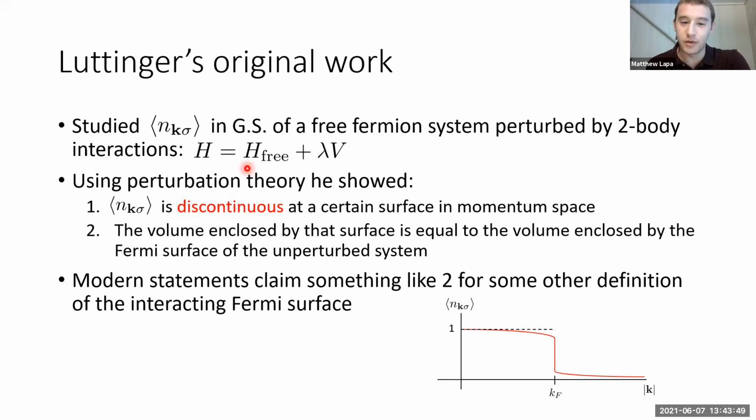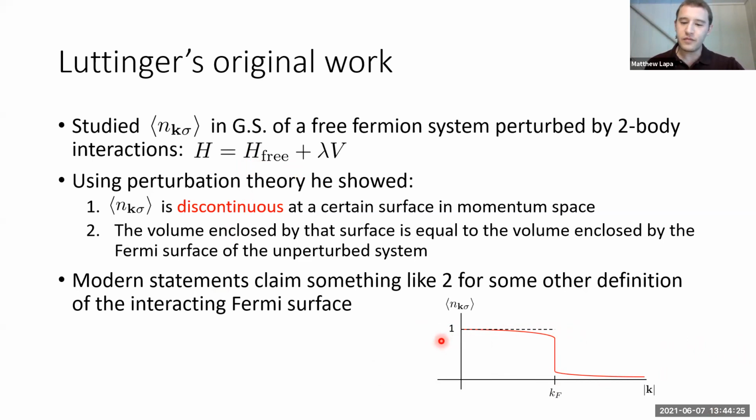And so the picture that you get from this looks like what I've drawn at the bottom here. You have the occupation numbers as a function of, in this case, let's say you have spherical symmetry, so you can plot everything as a function of the magnitude of K. And what you see here is Kf would be the unperturbed Fermi surface location. And this dotted line that's at one would be the case for the free Hamiltonian. So in the free Hamiltonian, N is one if you're below the Fermi surface and zero above.